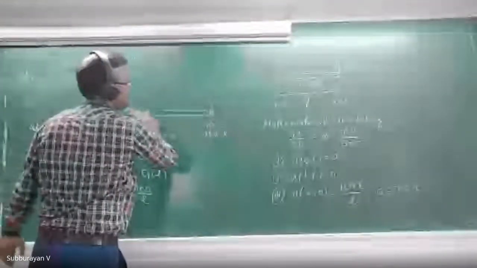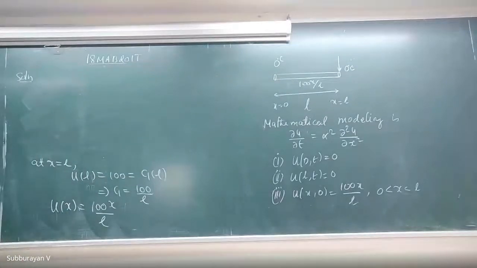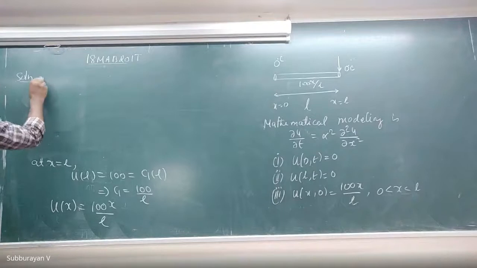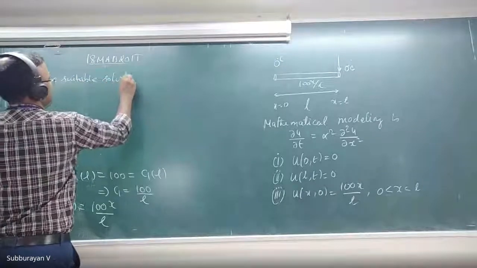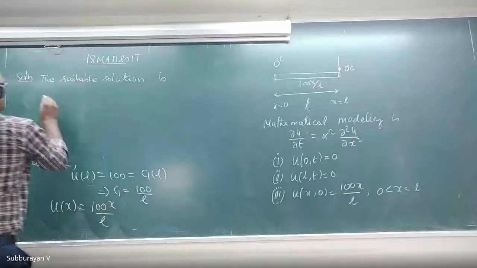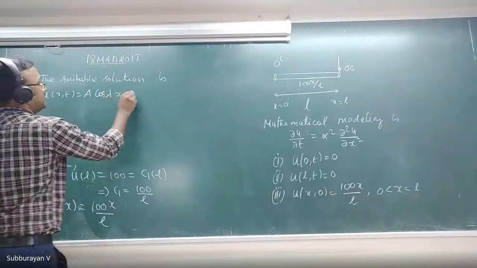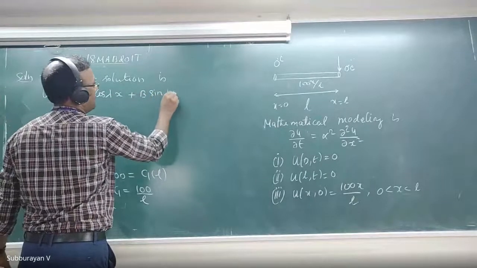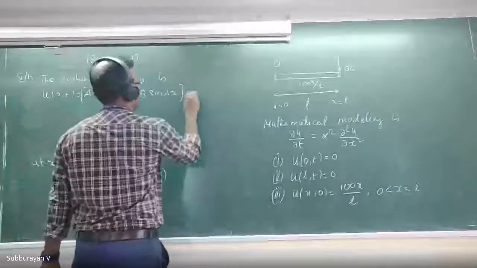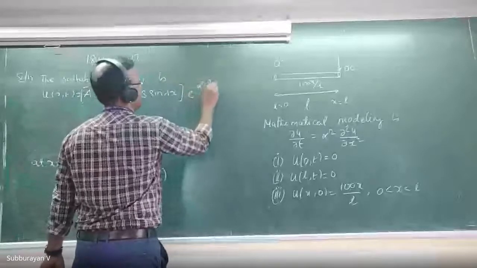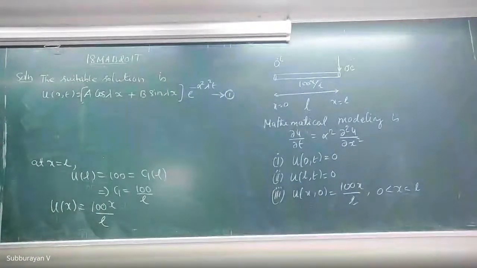What is a suitable solution? The suitable solution is what? U of x comma t which is equal to a cos lambda x plus b sin lambda x into e power minus alpha square lambda square into t. Now I call this equation number 1.